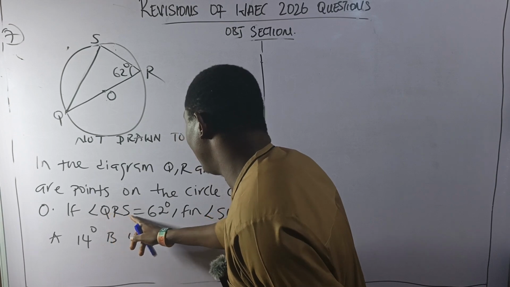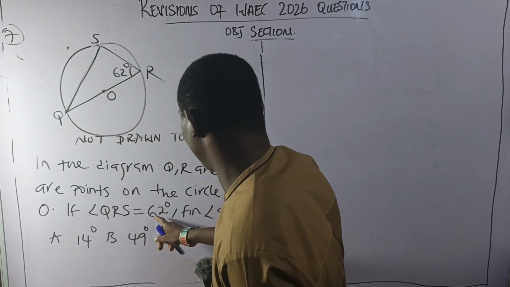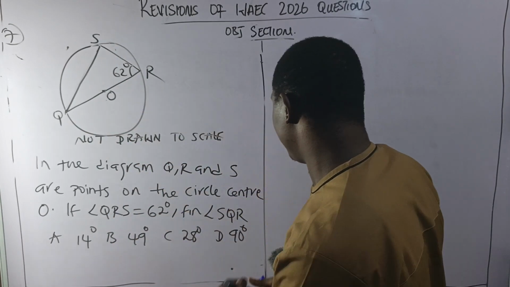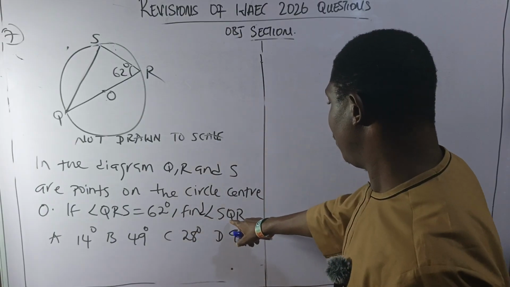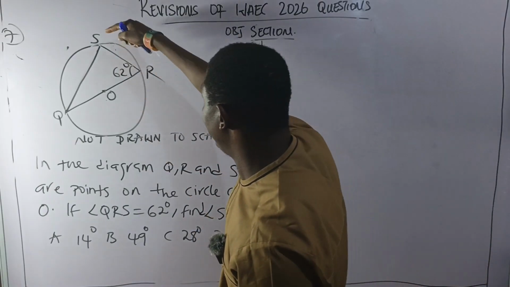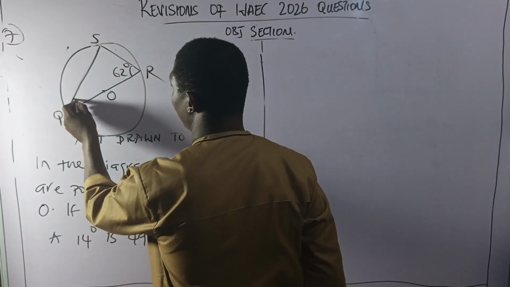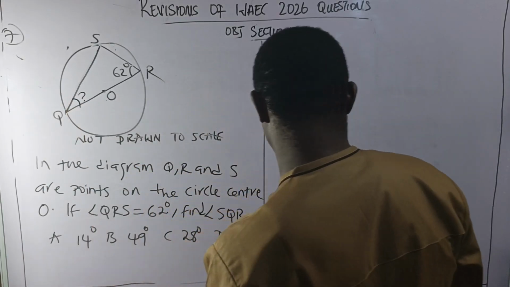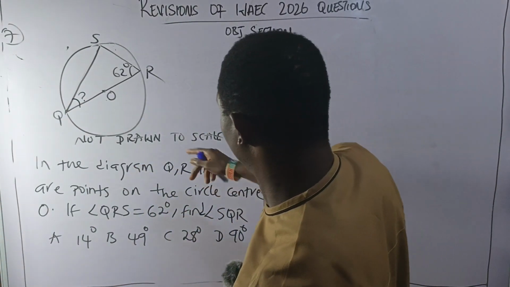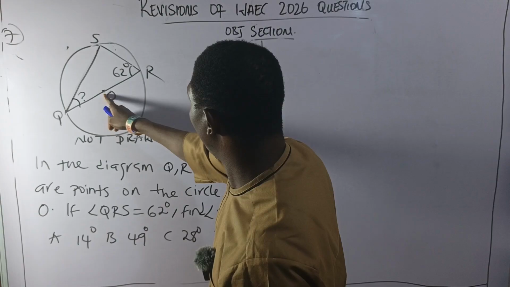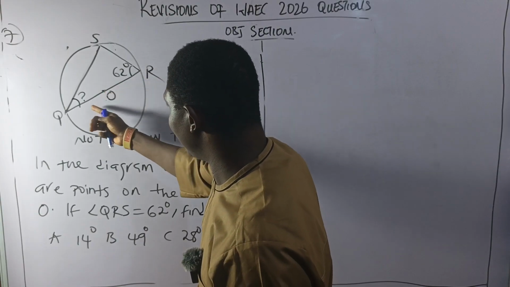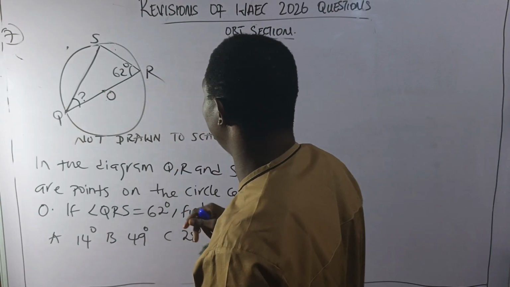If angle QRS is equal to 62 degrees, find angle SQR. So I'm looking for this. This is my question. Now, since this is the center O and this line passes through the center, it simply means QR is a diameter.